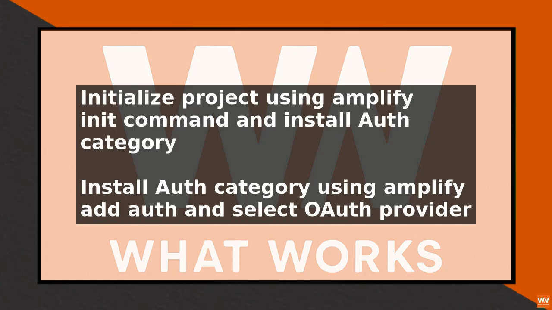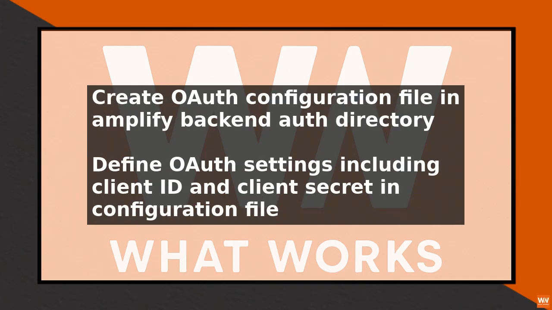Choose the OAuth option and select the provider you want to use, such as Google or Facebook. Next, create an OAuth configuration file in the Amplify backend auth directory. In this file, you will define the OAuth settings, including the client ID, client secret, and authorization URL. You can obtain these values by registering your application with the OAuth provider.